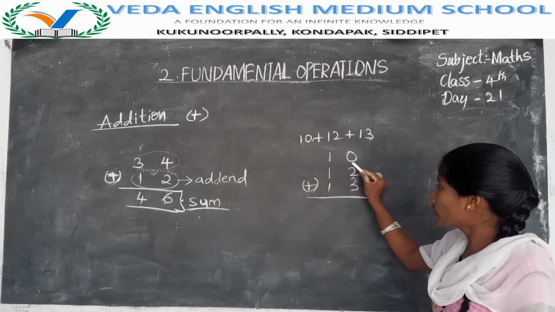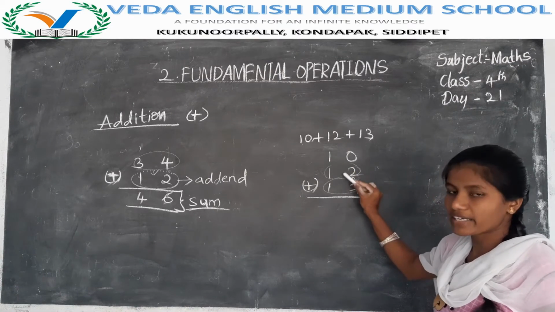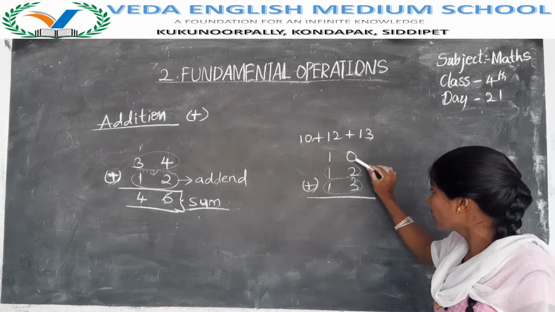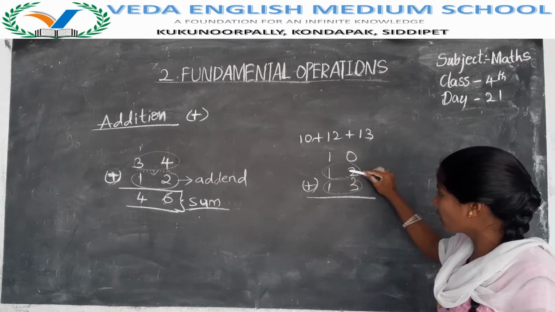How many addends are there? 2 addends. One is 12, another one is 13. Here, how many numbers are we adding? For this 10 we are adding 12 and 13. 10 కి 12 ని కలుపుతున్నాము, 13 కలుపుతున్నాము.